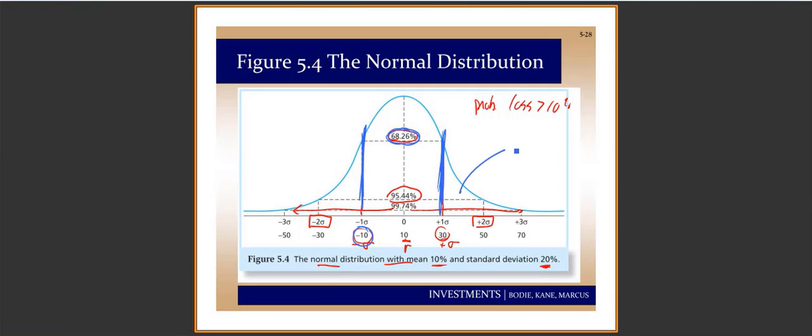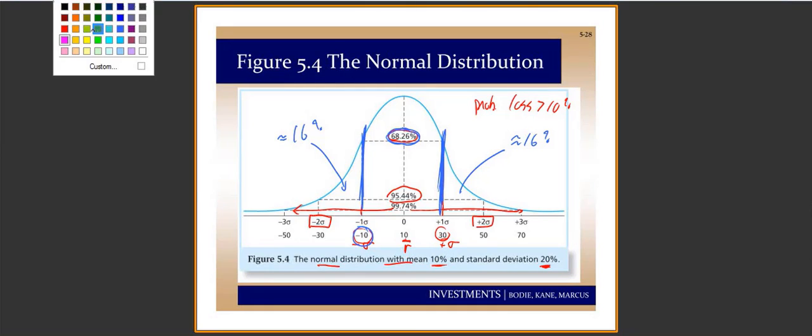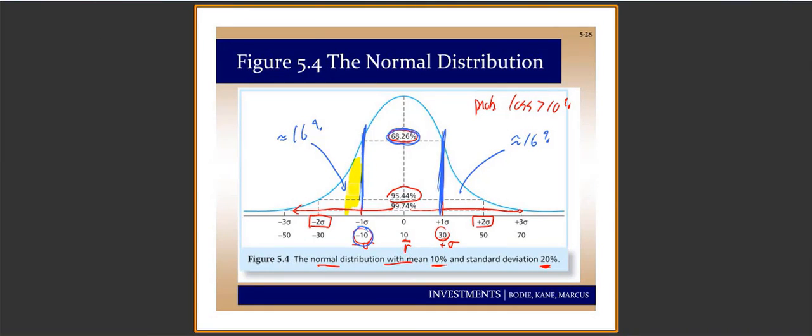And since we're symmetric about the mean, there's about a 16% area over here that falls to the left of that one standard deviation. So that answers my question. I say to you, what's the probability of a loss that's greater than 10%? So what's the probability that I'll lose more than 10%? About 16%.